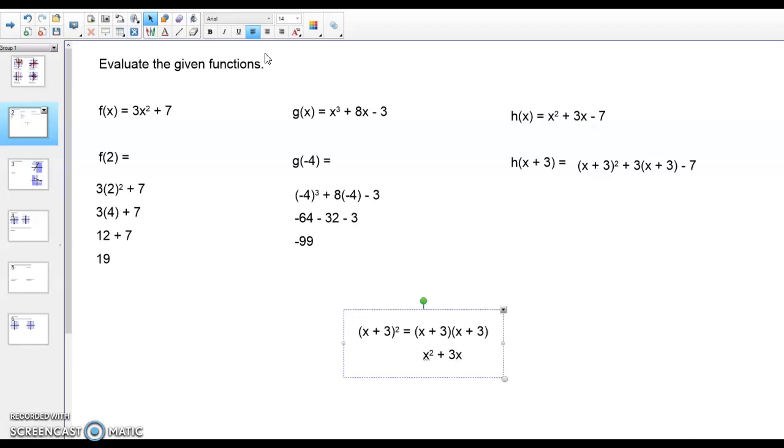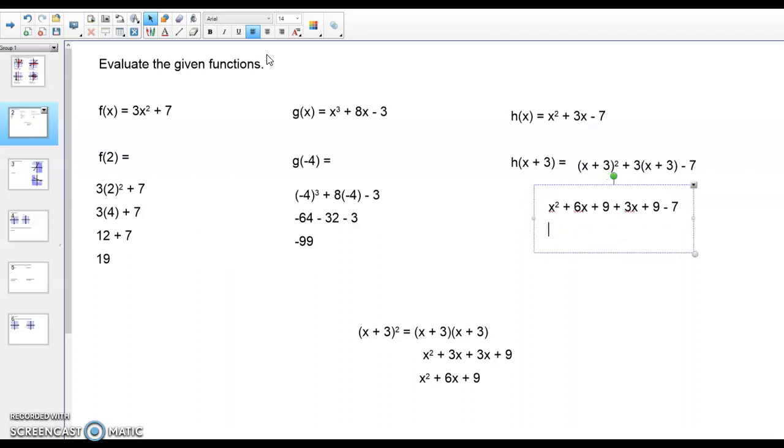x times 3 is 3x. 3 times x is 3x, and 3 times 3 is 9. So we get x squared, and we combine the middle terms, we get plus 6x plus 9. So that's what I'm putting up here. x squared plus 6x plus 9, and then it's plus 3x plus 9 when we distribute the 3, and then minus 7. And now we're going to combine like terms. x squared, 6x and 3x is 9x.